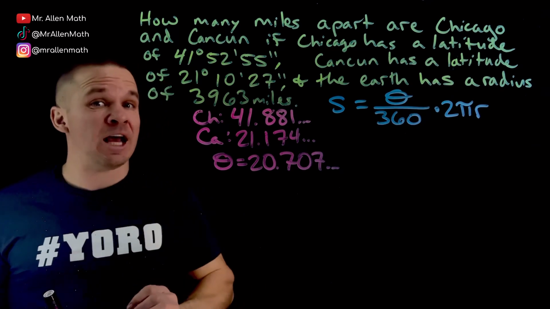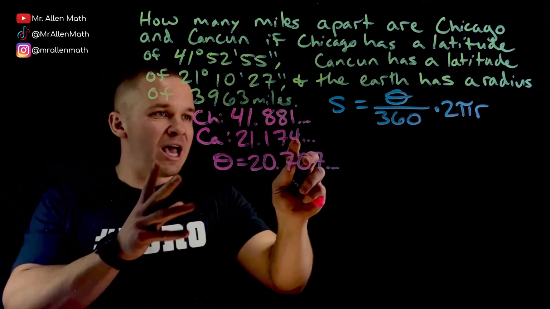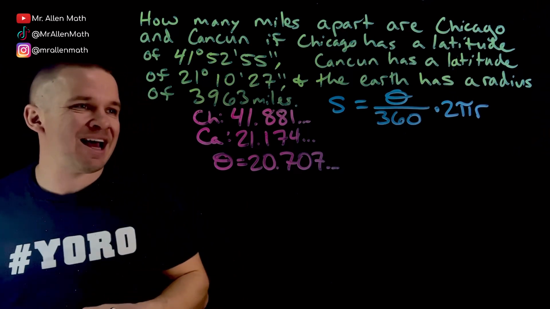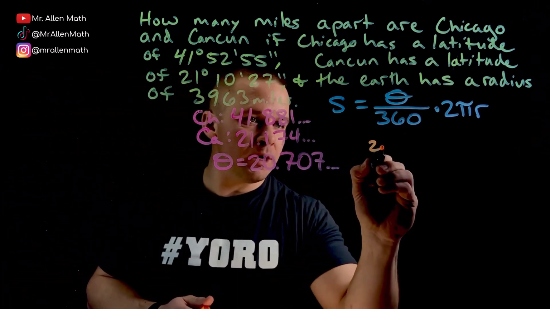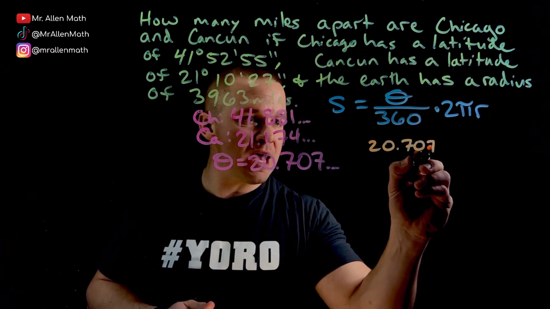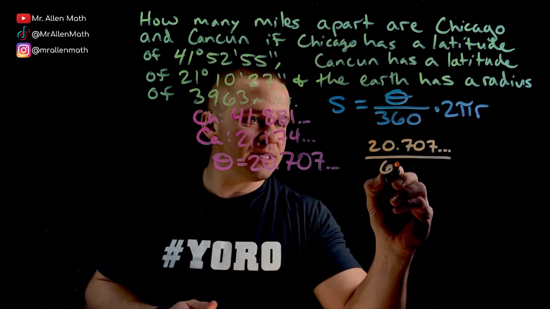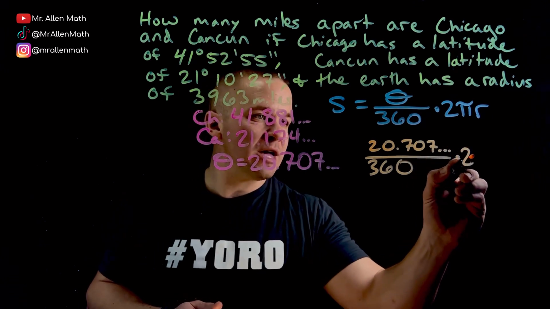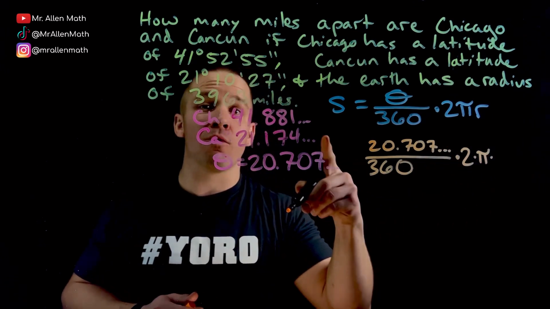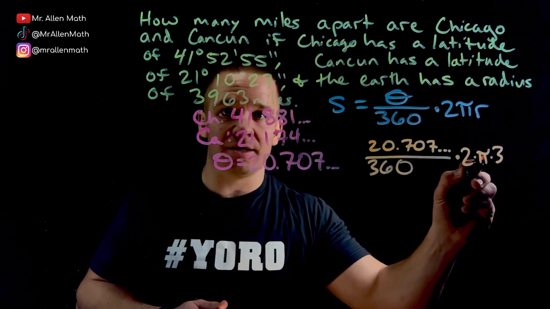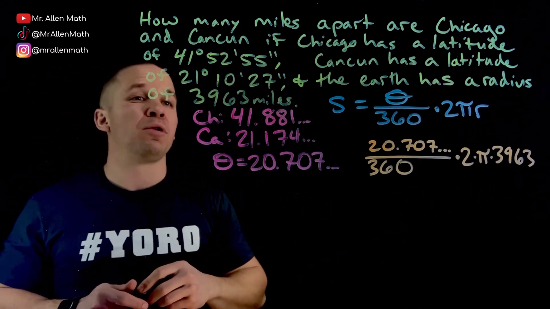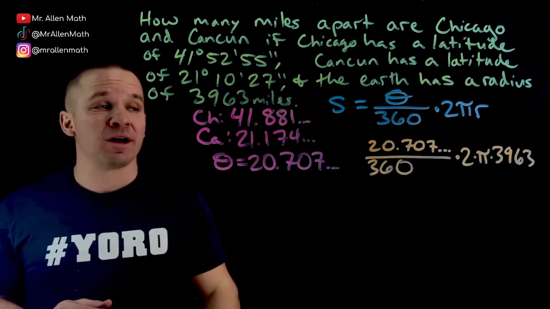Now, I'm going to leave that in there. You only round once, and I'm going to use it in my formula. We got everything else, so let's plug that in. I'm going to have 20.707 and change, divided by 360, times 2 times pi times my radius of 3,963. We're going to plug all of that into our calculator now.